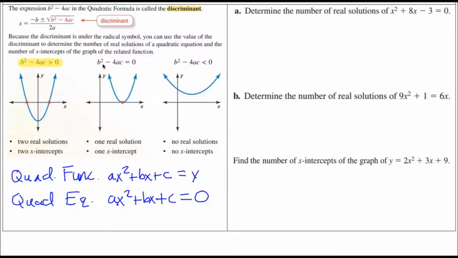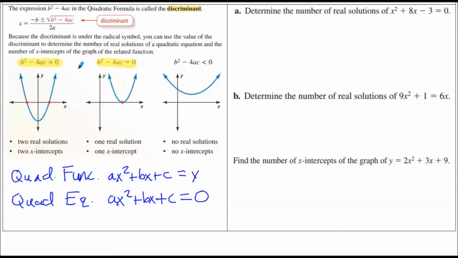Now, if b squared minus 4ac is equal to 0, when you take the square root of 0, you don't get a positive or a negative. You just get one solution. It's negative b plus or minus 0. It doesn't matter, you're going to get the same value, divided by 2a. That's only one real solution and one x-intercept.